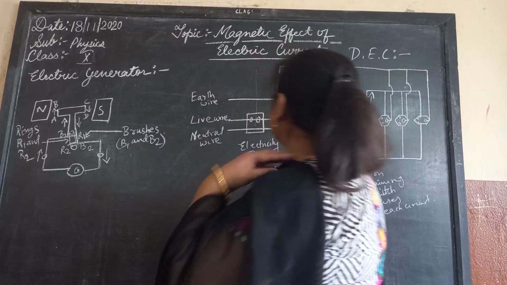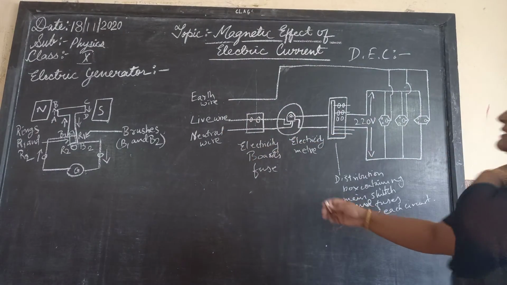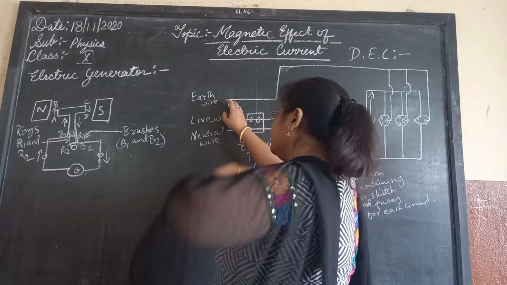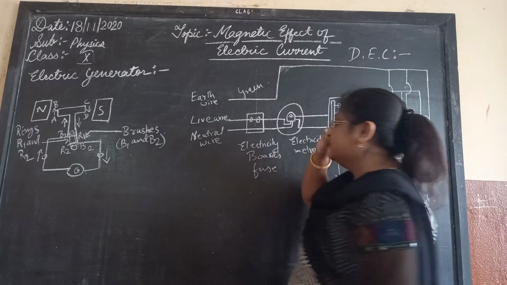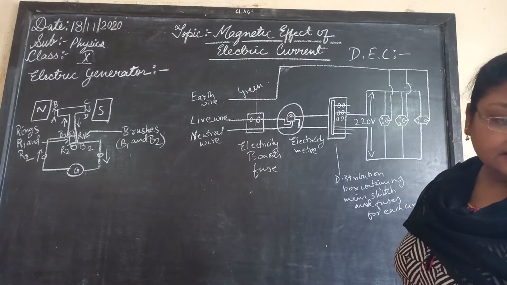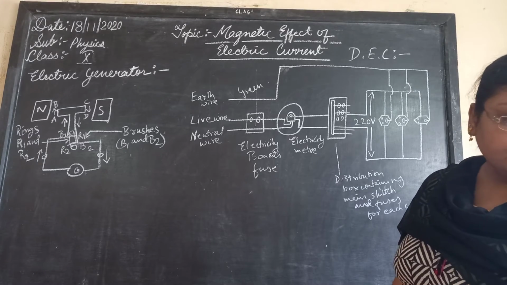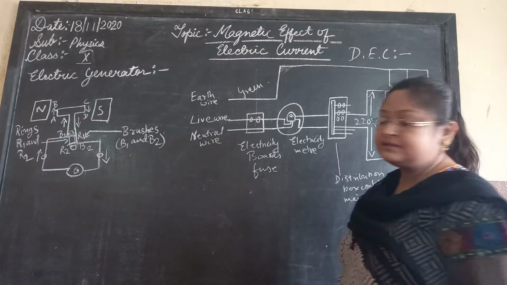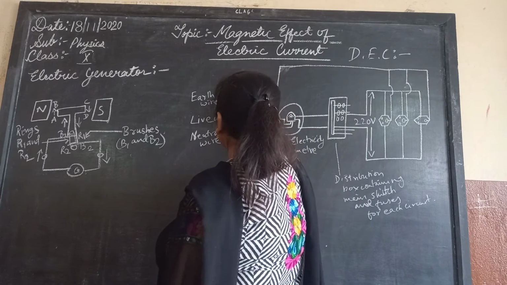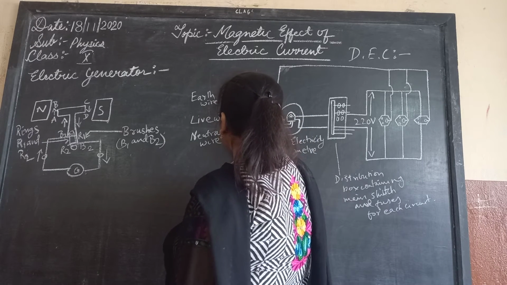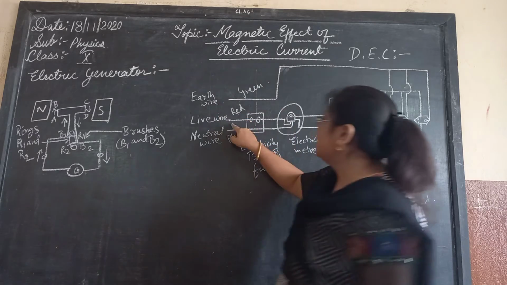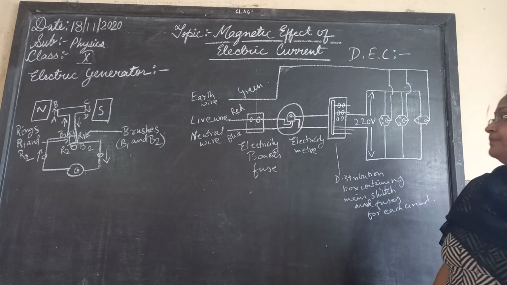Now we will come to this particular domestic circuit. This is the earth wire, which is green in color. This is the live wire, which is red in color or orange in color, and the neutral wire is black in color. So the live wire is where the current goes on.